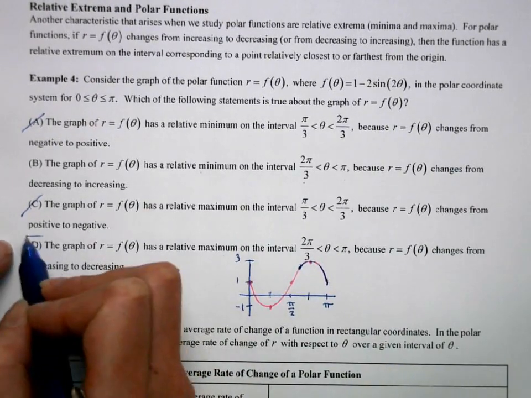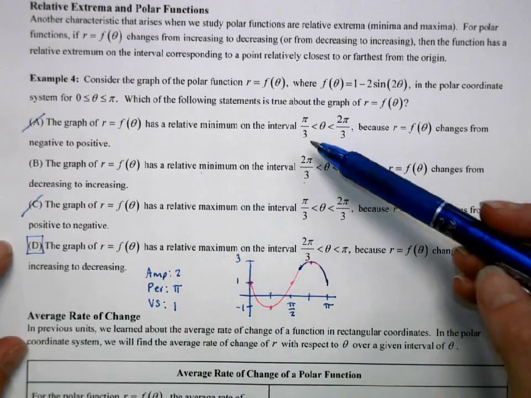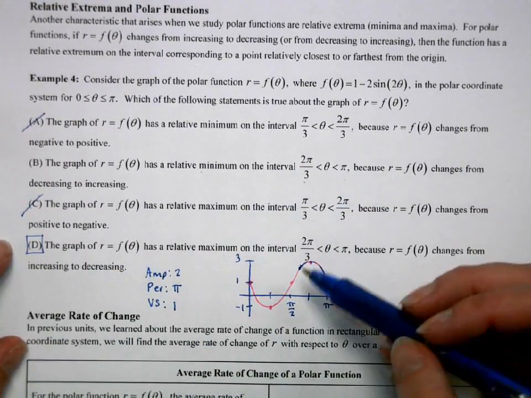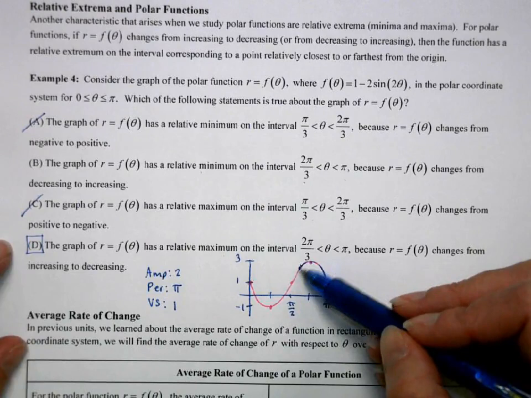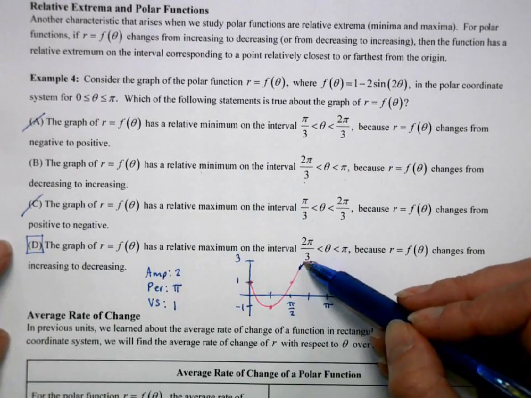This other interval that I already kind of eliminated, from pi over 3 to 2 pi over 3, is always increasing, so it's not going to have a relative maximum in there.